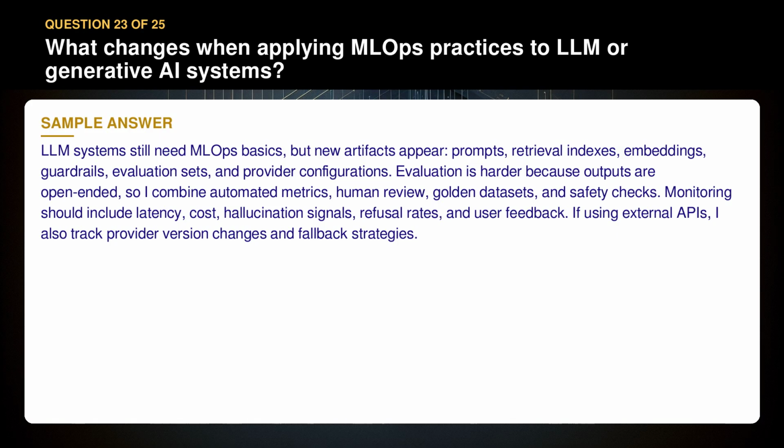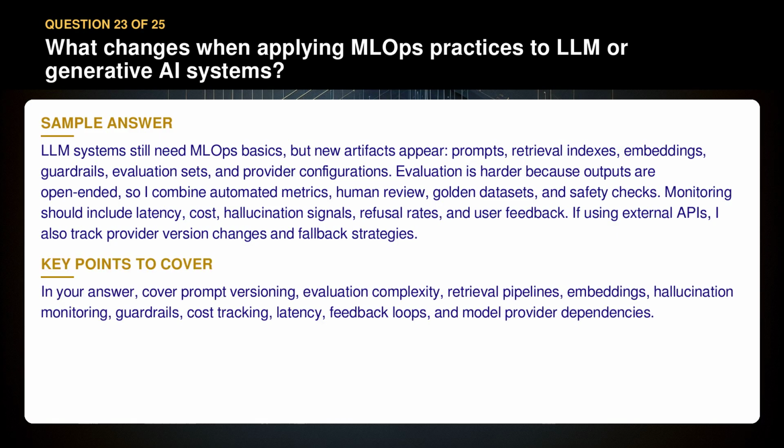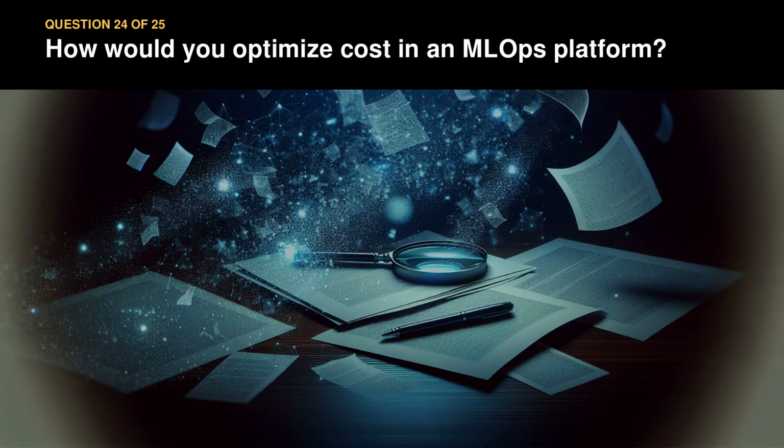Evaluation is harder because outputs are open-ended, so I combine automated metrics, human review, golden datasets, and safety checks. Monitoring should include latency, cost, hallucination signals, refusal rates, and user feedback. If using external APIs, I also track provider version changes and fallback strategies. In your answer, cover prompt versioning, evaluation complexity, retrieval pipelines, embeddings, hallucination monitoring, guardrails, cost tracking, latency, feedback loops, and model provider dependencies. Question 24.